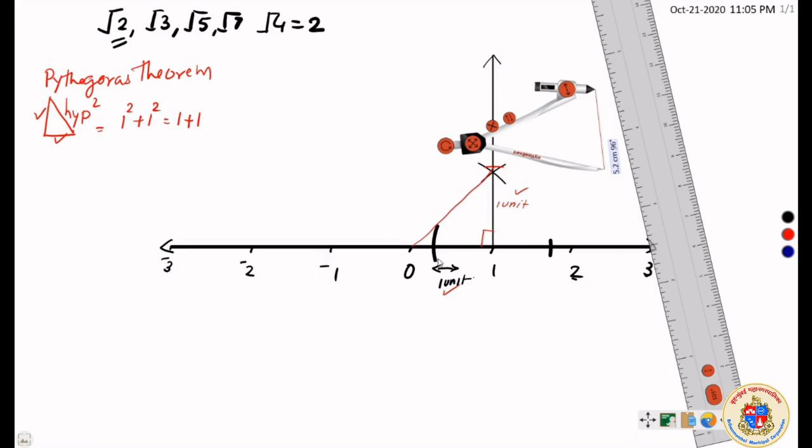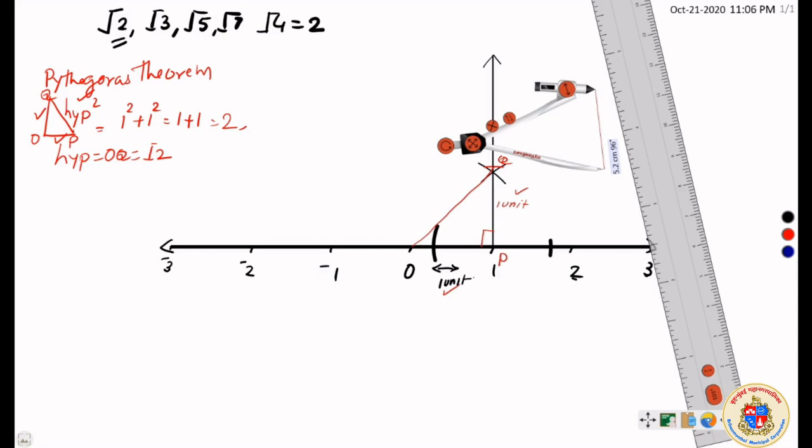Let me mark this as P and Q. Then I can say in triangle OPQ shown here, this is equal to 2. So hypotenuse square is equal to 2, which means naturally the hypotenuse, here OQ, will be equal to root of 2. That is what we want. That distance root 2 we want.